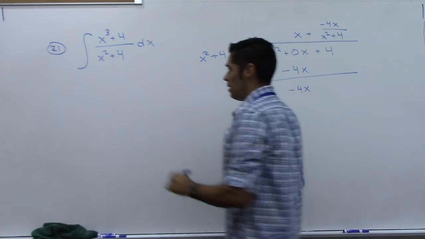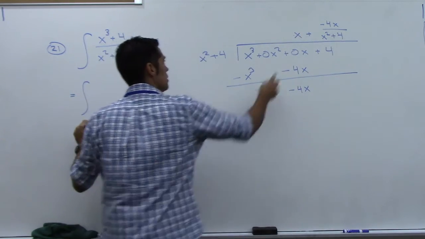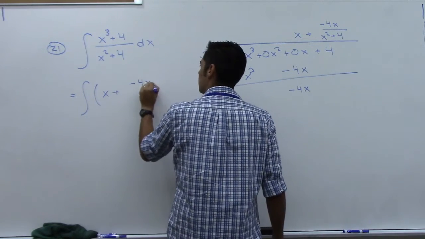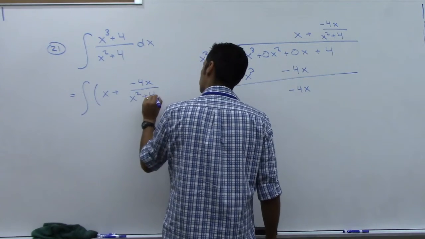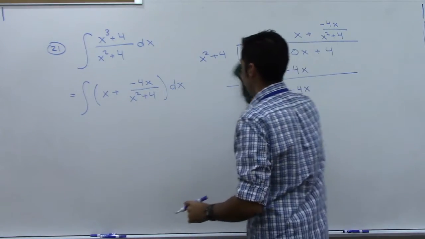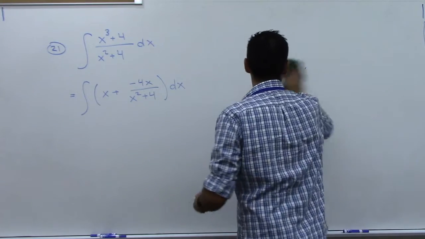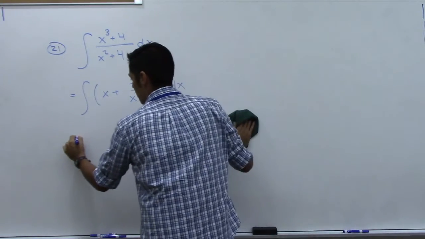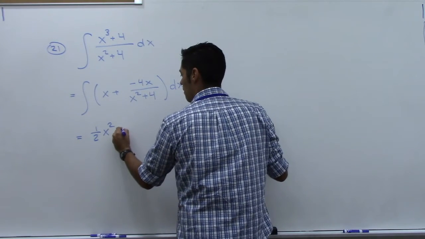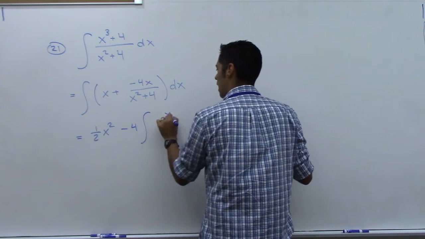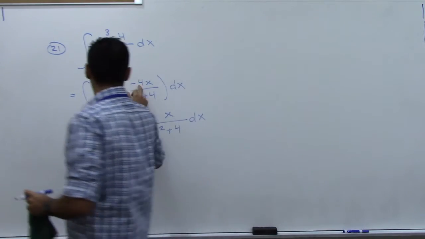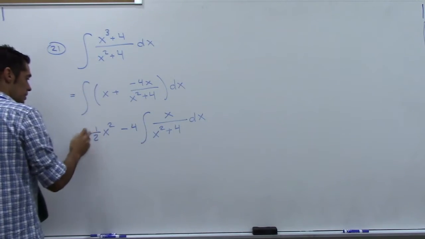So my integral now becomes the integral of x plus negative 4x over x squared plus 4 dx. And those I should be able to handle, especially that first one, right? I know that one. So let me just write this down. This is equal to 1/2 x squared, that's the antiderivative of x, minus 4 integral x over x squared plus 4 dx. So I just pulled the negative 4 out, created a new integral. This one I already took the antiderivative of.